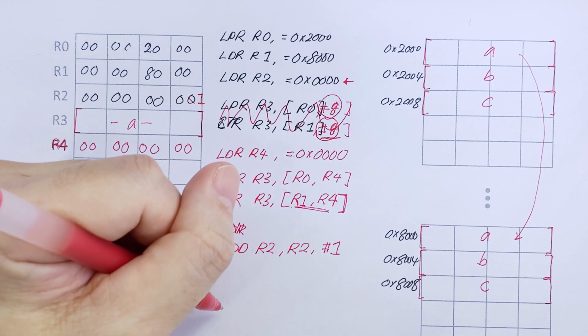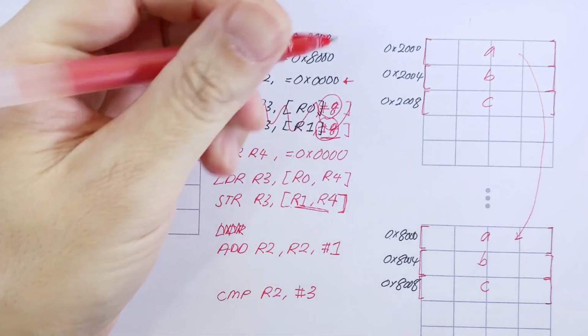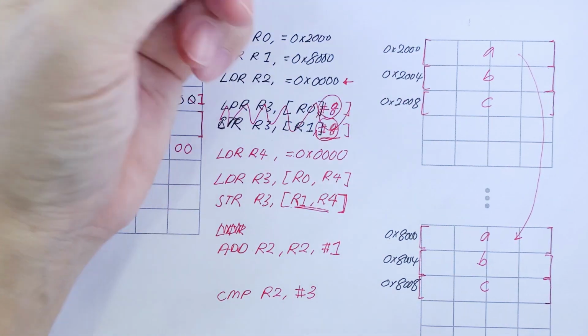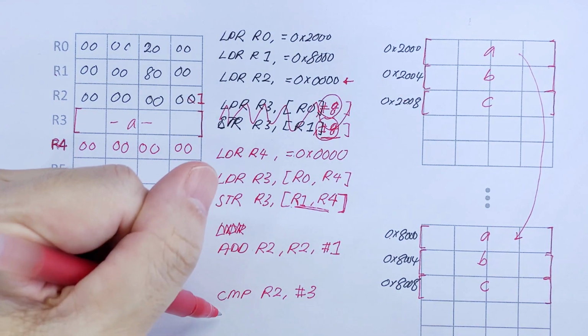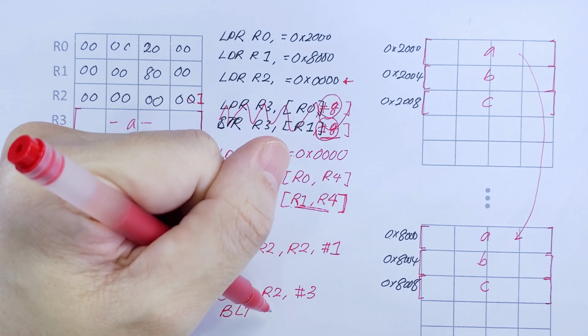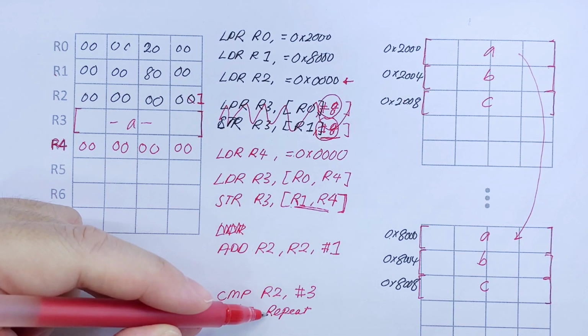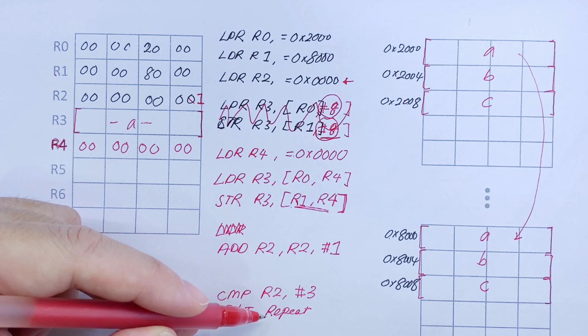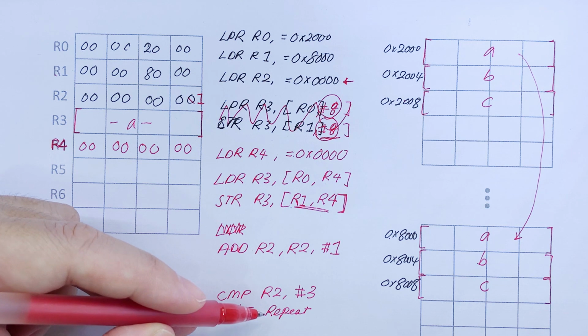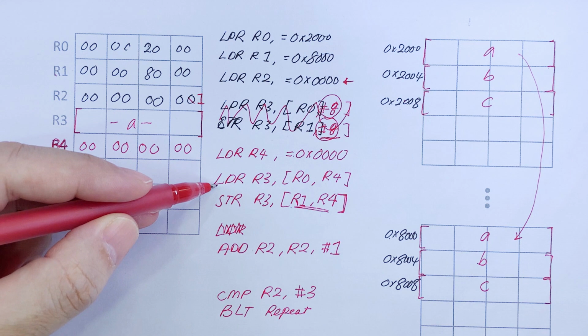Then we can compare register 2 with 3, because we're going to do it 3 times, and we're going to branch as long as R2 is less than 3, and we tell the processor to go to repeat. Of course, repeat is a label, you can put any word you want, but the important thing is where we should repeat. So in our case, we're going to repeat over there.